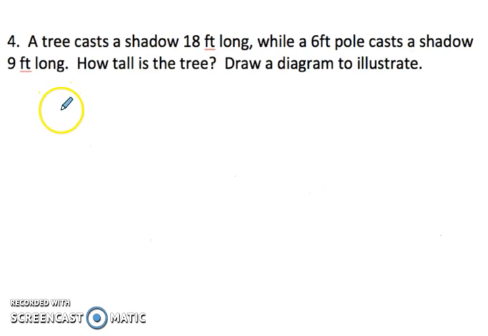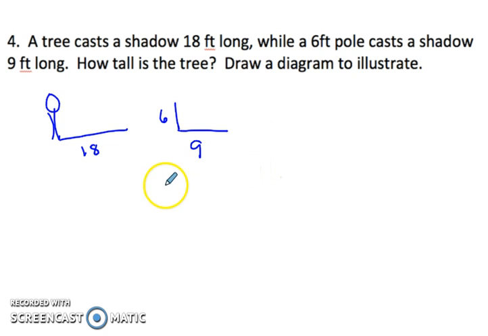On this one, we need to actually draw the picture. So a tree casts an 18-foot shadow. I'm not the best artist, so we're going to draw a lovely tree here, and it casts a shadow of 18 feet. And then we have a pole that is 6 feet tall, and it casts a shadow 9 feet long. How tall is the tree? So this is the height, this is the thing we're trying to find.